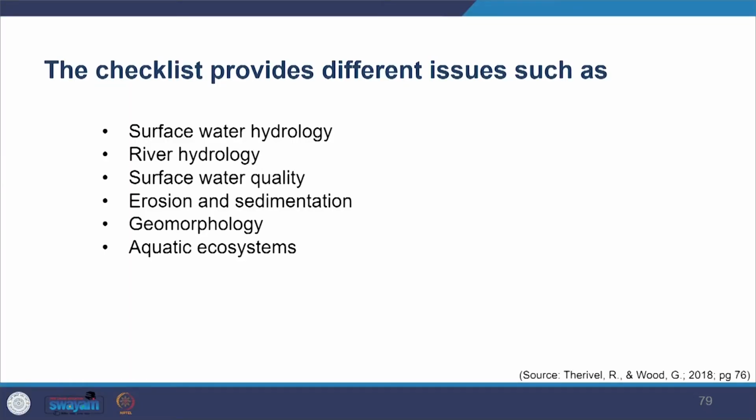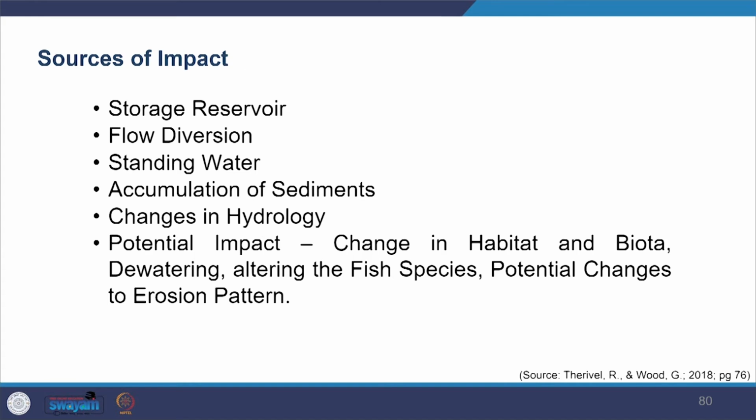The checklist provides different issues such as surface water hydrology, river hydrology, surface water quality, erosion and sedimentation, geomorphology, aquatic ecosystems, and it provides sources of impact such as storage reservoir, flow diversion, so whatever you do in the dam, standing water which will be there, accumulation of sediments, changes in hydrology, and it also provides the potential impacts such as change in habitat and biota, dewatering, altering the fish species, potential changes in erosion pattern. The checklist is provided to you in the reading.